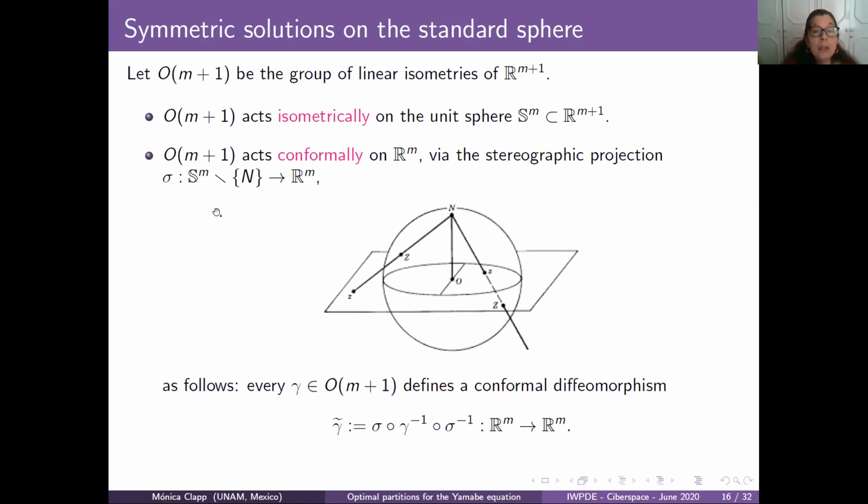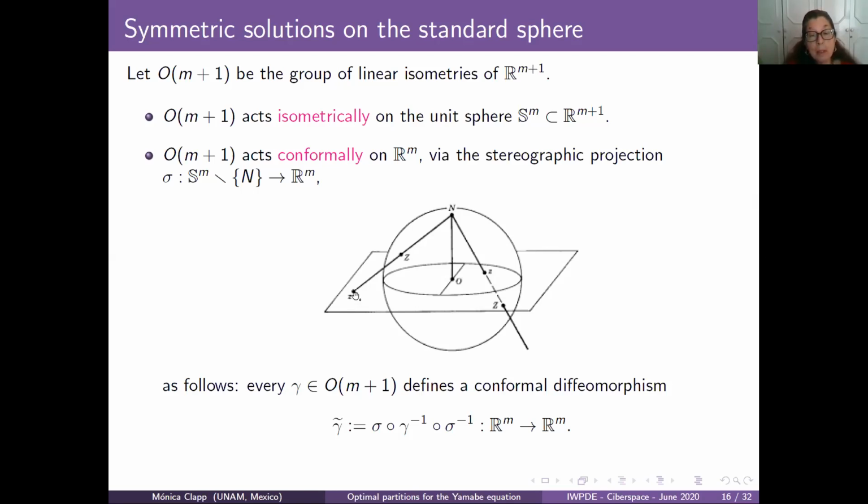And now we want to translate the problem into R^m, because we are more familiar with equations on Euclidean space. So let us translate this group action to R^m. How does this go? Well, we take a transformation gamma, which is a linear isometry of R^{m+1}, one dimension higher. And now we want to see how gamma acts on R^m.